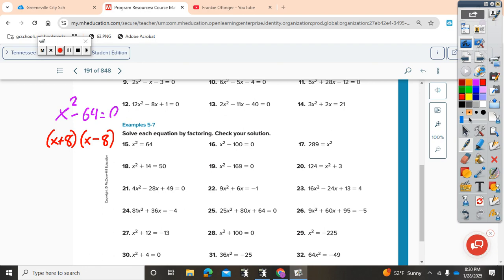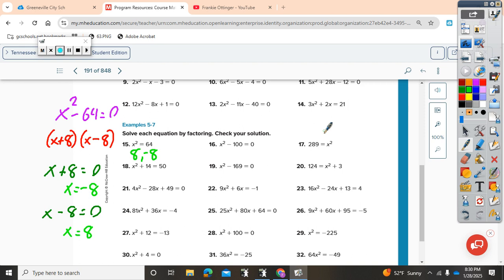Now, I guess I'll still put the math in for this one, but all of these are pretty easy to solve. Like if I'm solving x plus 8 equals 0, and if I'm solving x minus 8 equals 0, these are one-step 6th grade solve equations. Like this is going to be x equals negative 8, this is going to be x equals 8, and so your solutions are 8 and negative 8.